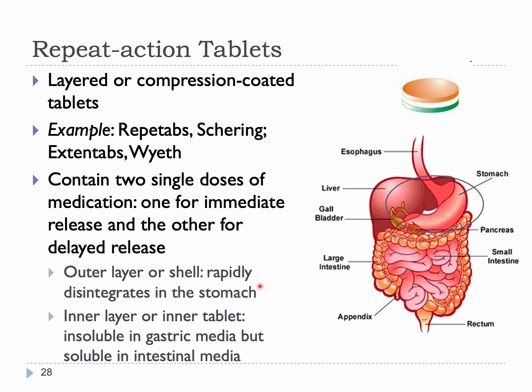The outer layer or the shell will rapidly disintegrate in the stomach, and then the drug can be released there to have some action or absorption. The inner layer or inner tablet will be insoluble in gastric media but soluble in intestinal media. So this layer will release the drug in the intestine. So with this kind of tablet, the drug can be released and absorbed both in the stomach and in the intestine. That we call repeat action. This means it has some action in the stomach and a repeat action in the intestine.